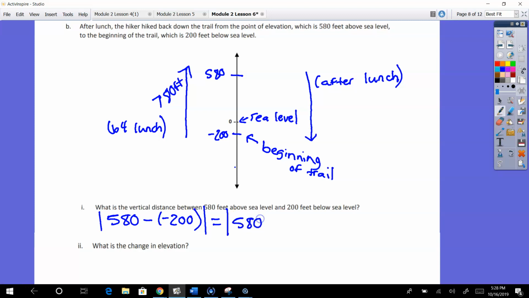580. Change it to addition. Change negative 200 to positive. It's additive inverse. So plus 200. And we already know that adding those two things together gives me 780. So what is the change in elevation? The change in elevation is 780 feet.